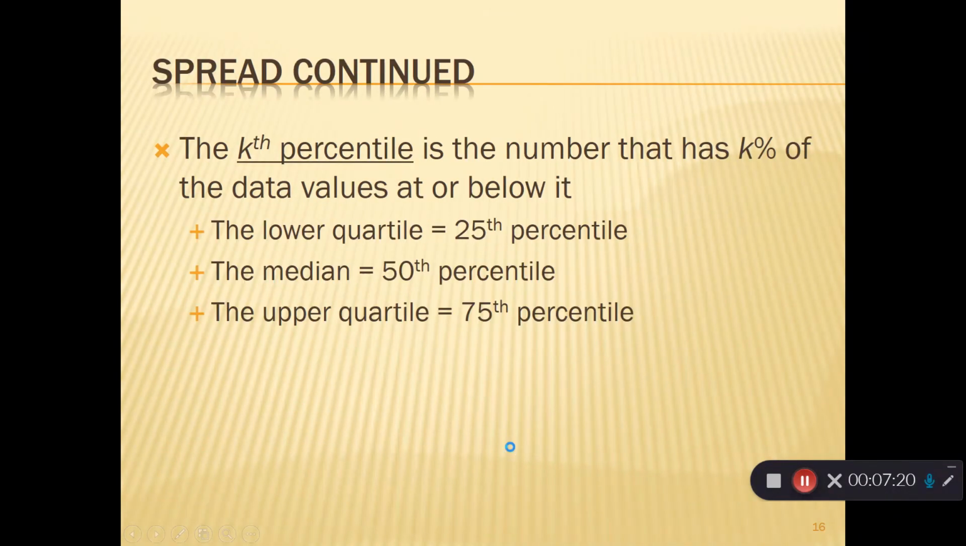Now, the kth percentile is the number that has k% of the data values at or below it. The median is the value in the middle, so it's our 50th percentile. The quartile divides things into quarters, so 25% on each side. So the first quartile is the 25th percentile, and the third quartile would be the 75th.